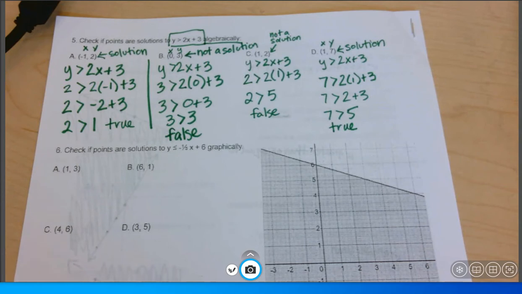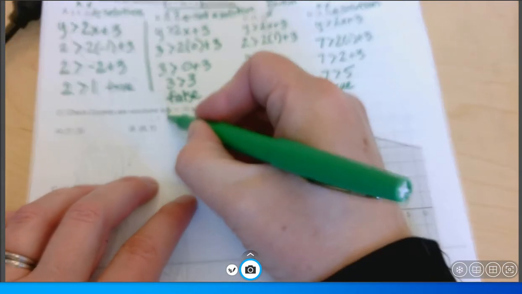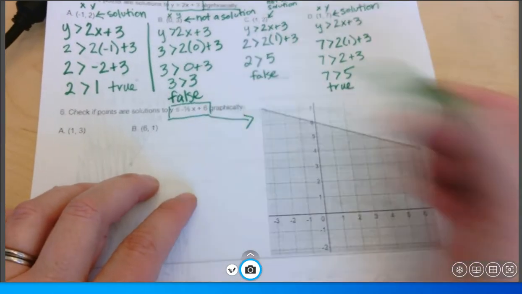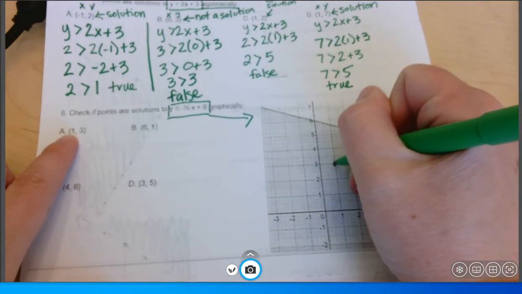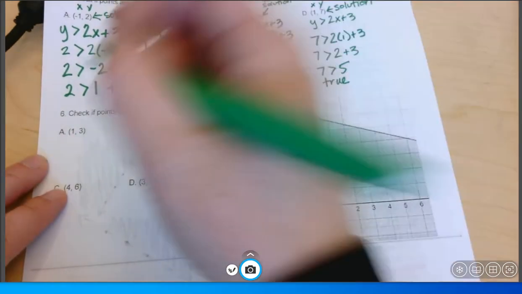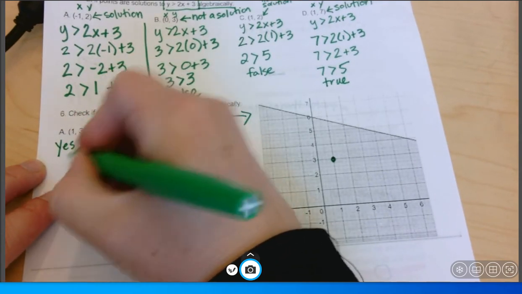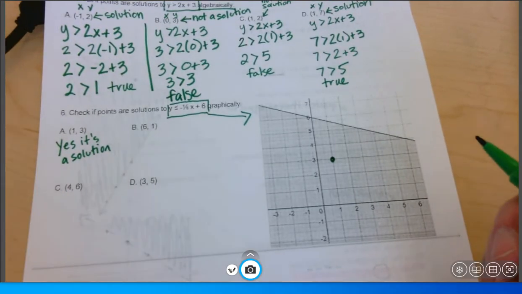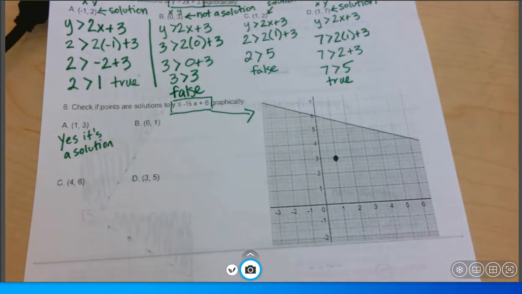All right. So, last section. Check if the points are solutions graphically. So I graphed this inequality for you right here. That's this one right here. And I'm going to see if the point is in the shaded region. So 1, 3, is that in the shaded region? Yes or no? Yes, thank you. So yes, it's a solution. Okay, so check all 3 of these to see if they are solutions. So that's a solution, right?